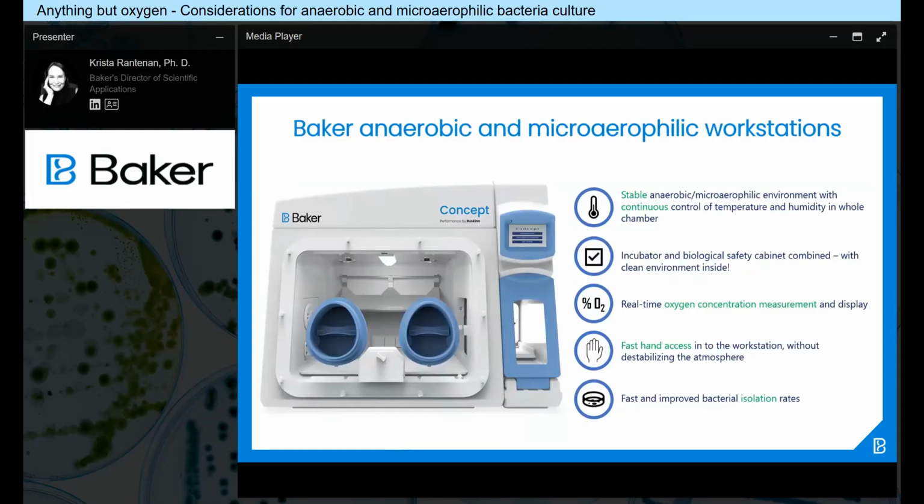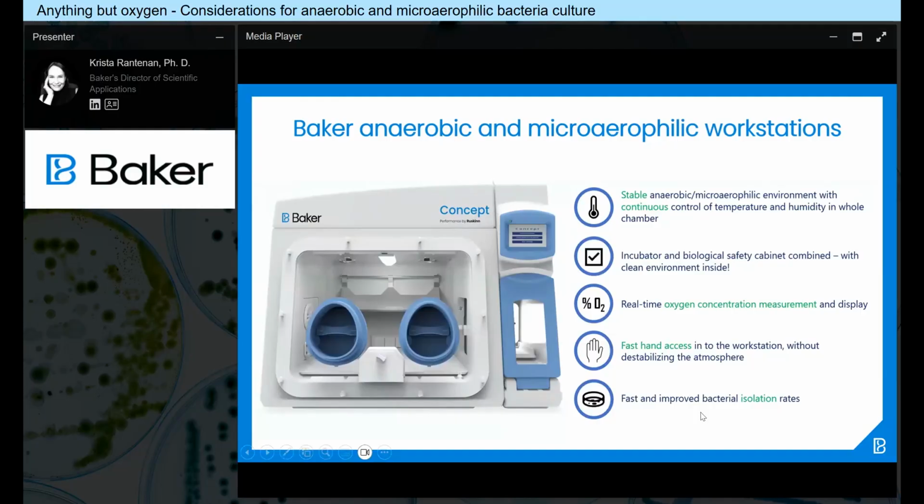Also, we have a single plate entry system on the front screen. So this is a quick and easy method to insert some small materials very quickly into the system. But the idea, of course, is that transferring the materials or working with your hands in does not disturb the controlled environment that we have inside.